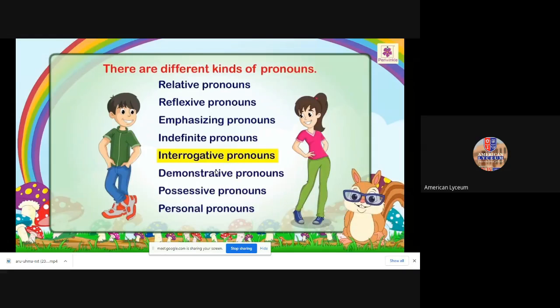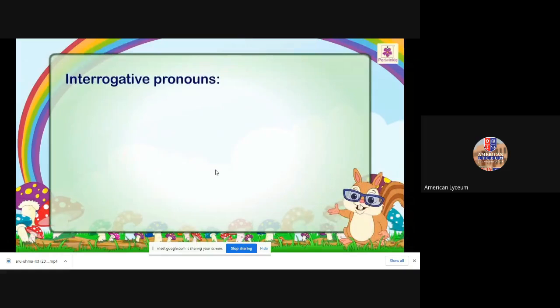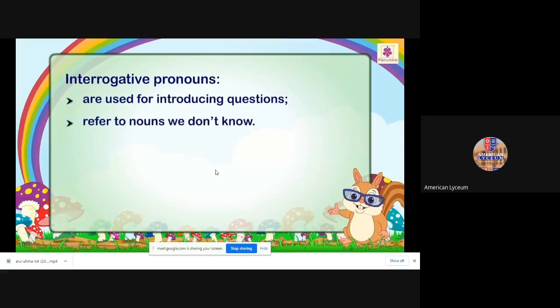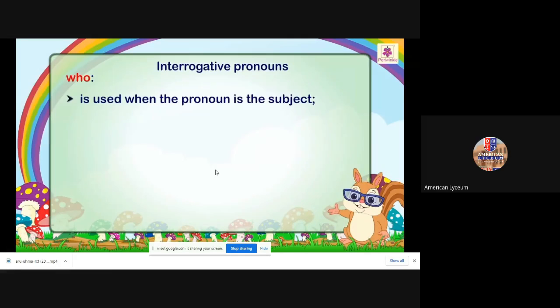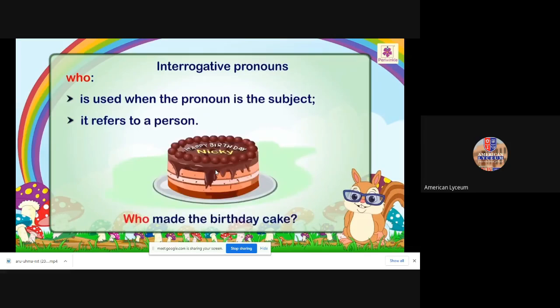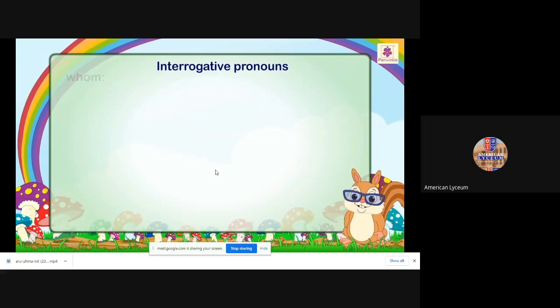Interrogative pronouns. Now let's see what interrogative pronouns are. Interrogative pronouns are used for introducing questions, and refer to nouns we don't know. Who is used when the pronoun is the subject, and it refers to a person. For example, who made the birthday cake? So here who is used for a person.